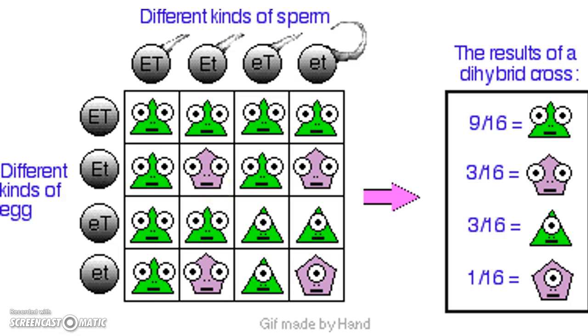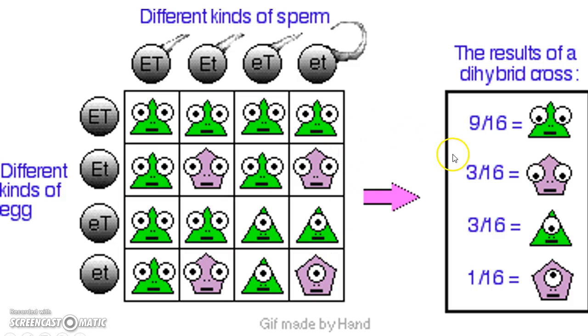And then if you look at everything that has little e's, little e, little e, little e, one eyeball. Little e, one eyeball. Now this guy right here is only little e's and only little t's. So that means that he or she is homozygous recessive for absolutely everything.